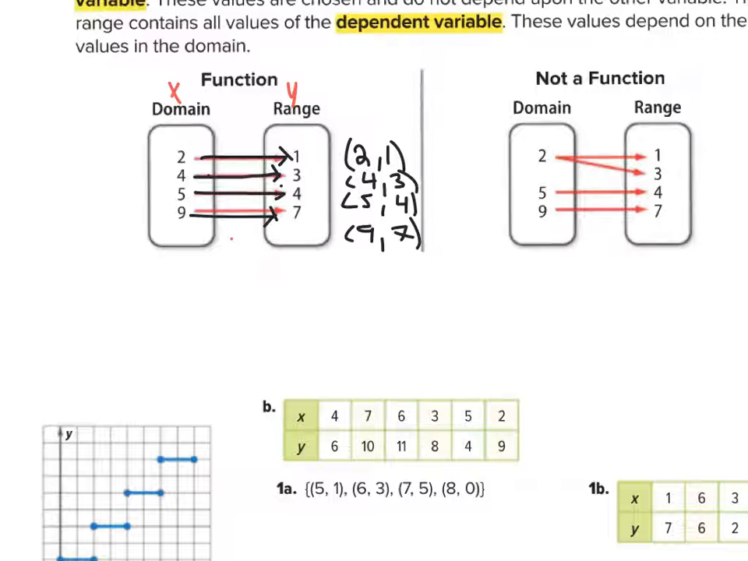These points all together make a relation. A relation is a set of points. To determine if something is a function, we just want to check our domain. I have a 2, 4, 5, and a 9 in my domain, so all of my x's are different. So this is a function. All of my x's have their own y's. We'll get more in depth with this later on.